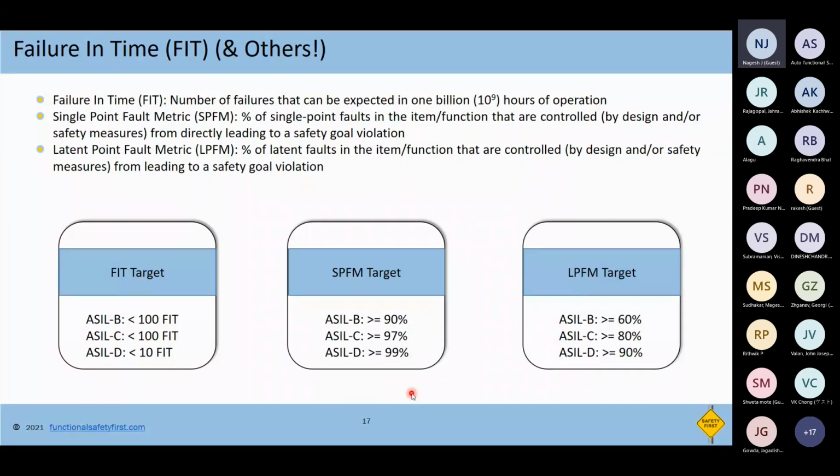The second aspect is the single point fault metric. So this is nothing but the number of single point faults that are controlled in our system. So when we say controlled, it is by design or by safety measures, you are able to avoid those problems from happening. So here as well, the standard specifies what are the targets. And then the third aspect is the latent point fault metric, where we are talking about avoiding multi-point faults, dual point faults from becoming a safety goal violation. So I'll not go into the values that are there. Maybe we can go to the next slide, please, Sweta.